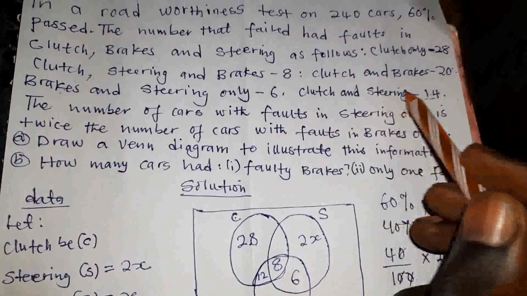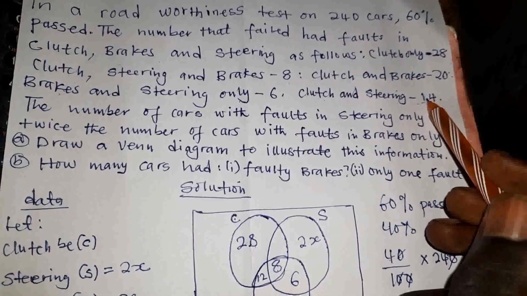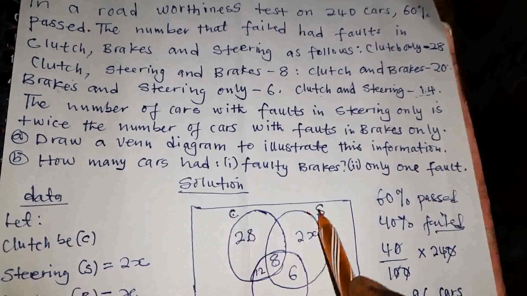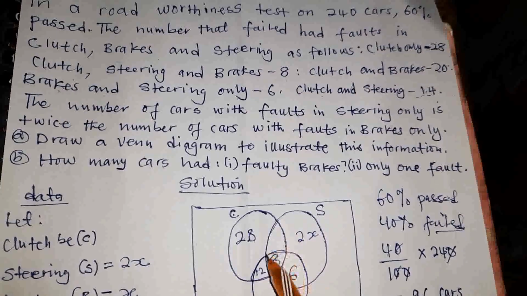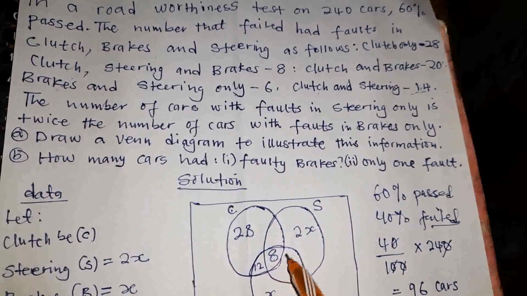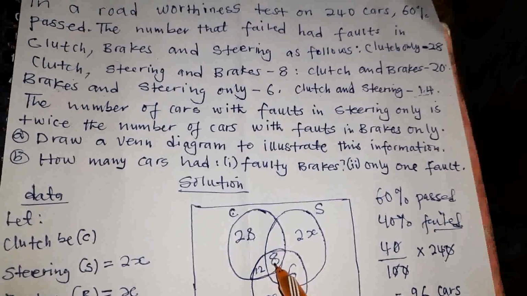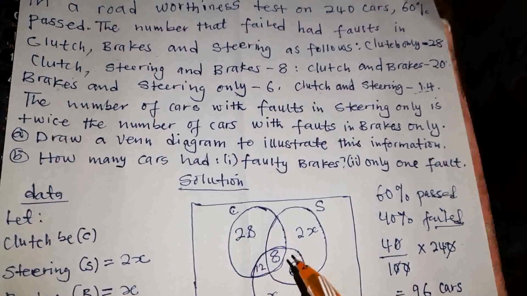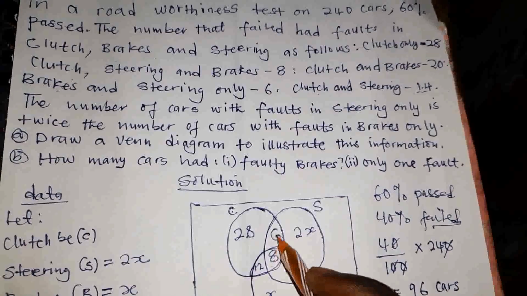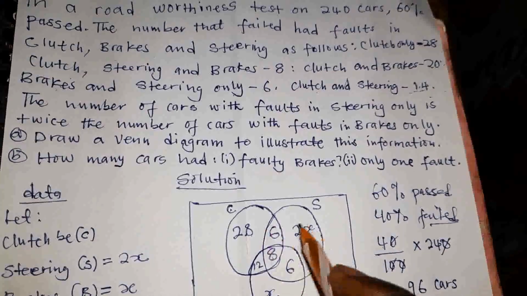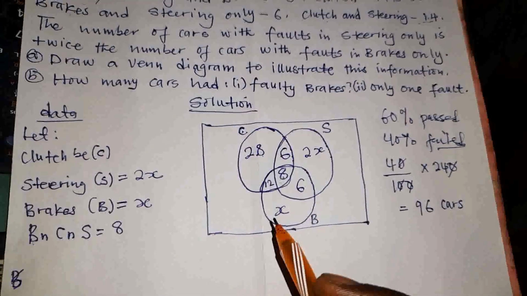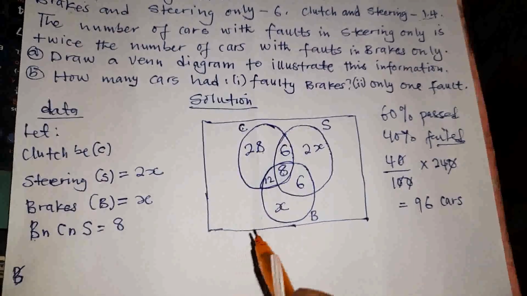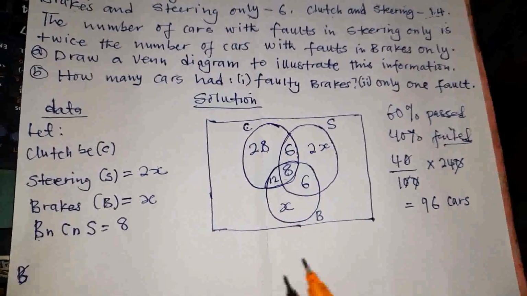So clutch and steering is 14. Clutch and steering is what? Is 14. So the whole of this area is clutch and steering, but we already have 8. So 8 from 14, we can count 8, 9, 10, 11, 12, 13, 14. That is 6. Or 6 plus 8 will give us 14. Good. So after representing this in a Venn diagram, now what are we asked to do?